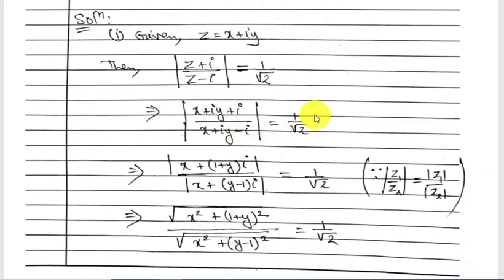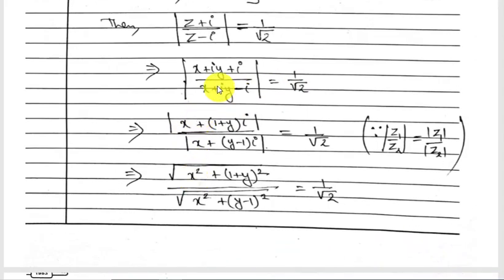In the next step, you write the imaginary part together and the real part together. So here x plus (y plus 1)i, and in the denominator you get x plus (y minus 1)i. Here you saw that modulus was for the whole, but we have this property that modulus of z1 upon z2 is nothing but modulus of z1 upon modulus of z2. So we can write modulus of x plus (y plus 1)i upon modulus of x plus (y minus 1)i equal to 1 by root 2.